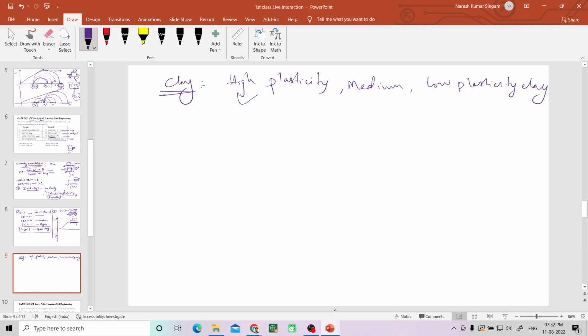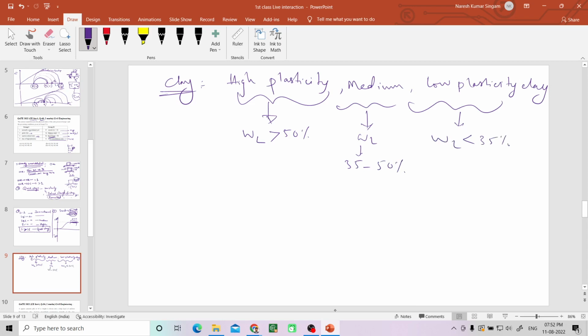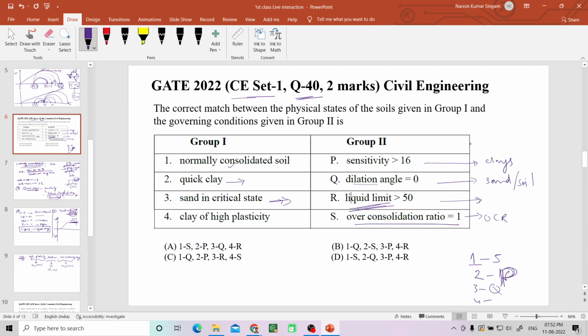So especially these high plasticity, medium and low plasticity clays, they depend upon the liquid limit. When the liquid limit is greater than 50%, they are regarded as high plasticity. When it is in between 35 and 50%, they are regarded as medium plasticity. And when it is less than 35% W, that is regarded as low plasticity. So clay of high plasticity is R. Anyway logically after SPQ it should be R, but you need to know the meaning of everything. SPQR, SPQR. So A is the answer.